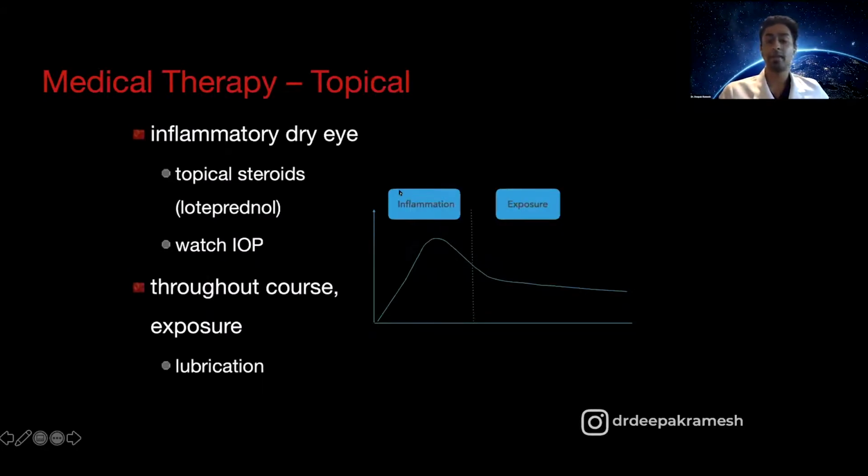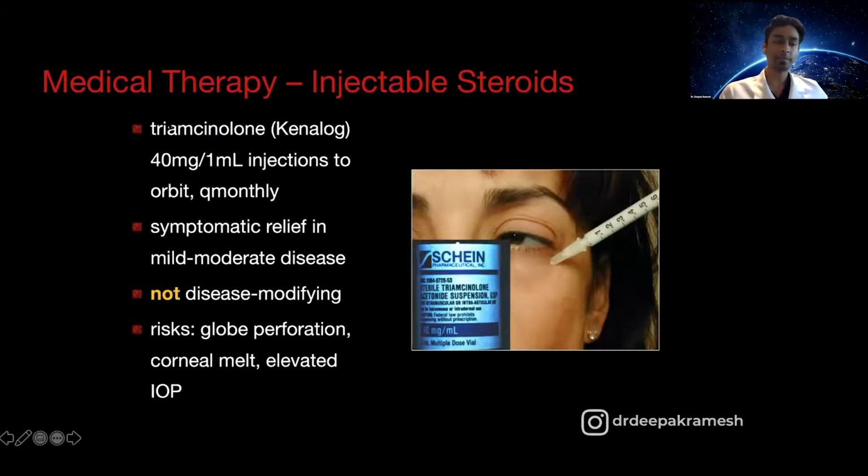And then topically, for patients who are in the active phase of disease, a mild topical steroid while paying attention to their IOP is helpful, whereas at the end of their disease course, when things are quiescent, rigorous lubrication with artificial tears is helpful. Injectable steroids are helpful for certain patients.